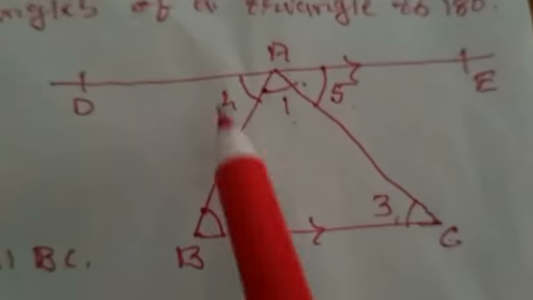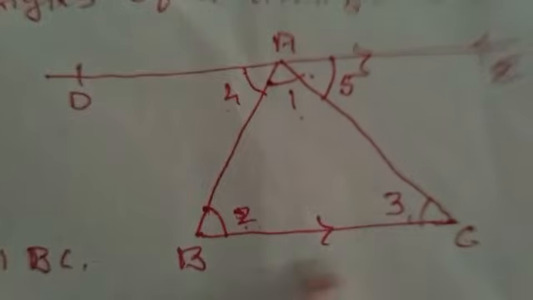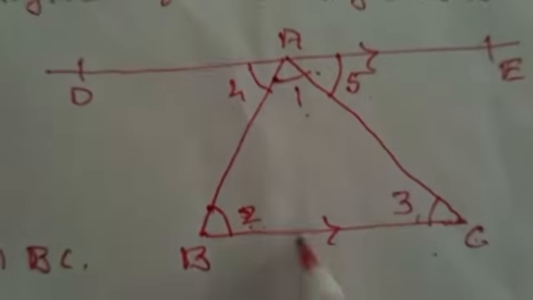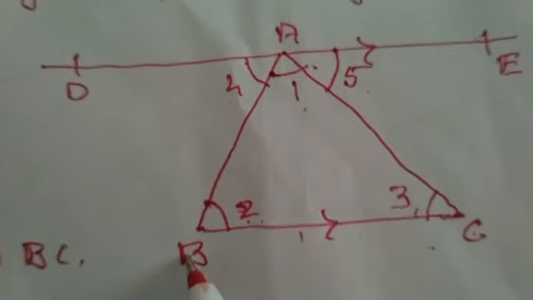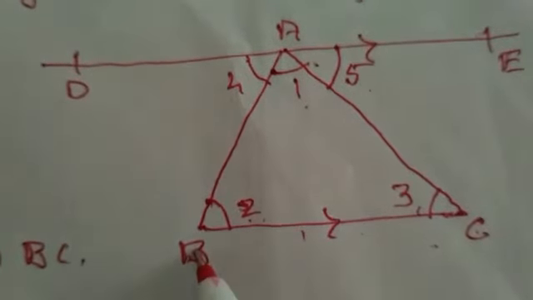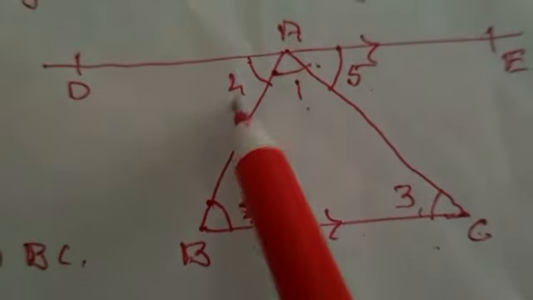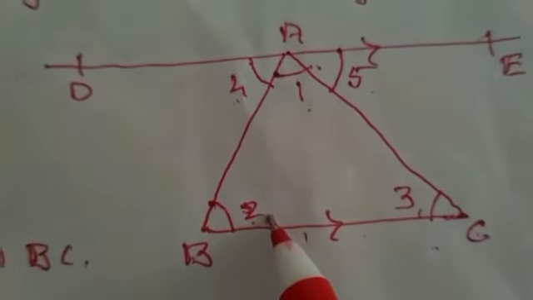Students, as you know that DE is parallel to BC, it means that DA is also parallel to BC. So AB is a transversal, and when AB is a transversal, then we can have that angle 4 equals angle 2 because of alternate angles.